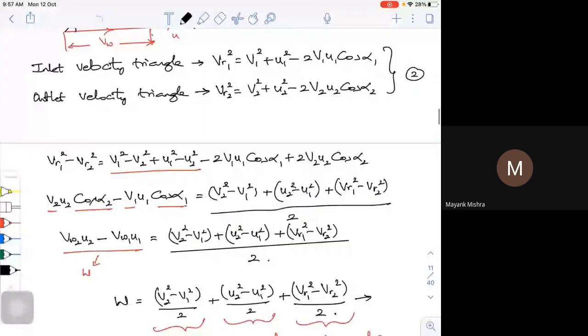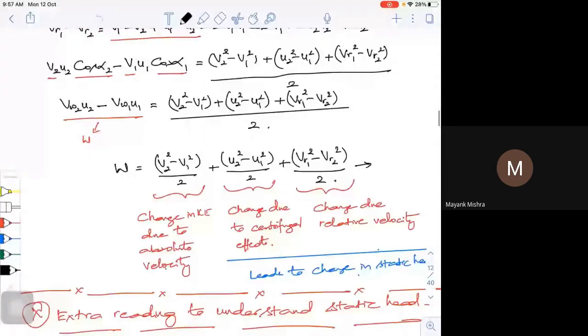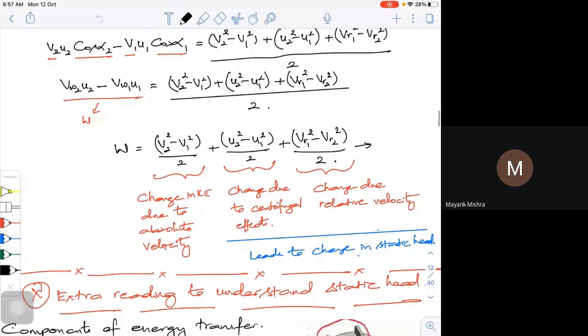And we derived the Euler equation. Then we looked at the alternate form of the Euler equation. So if you look at the Euler equation, alternate form, it's given by your work done per second, W, is equal to (V2 square minus V1 square) by 2 plus (U2 square minus U1 square) by 2 plus (VR1 square minus VR2 square) by 2.